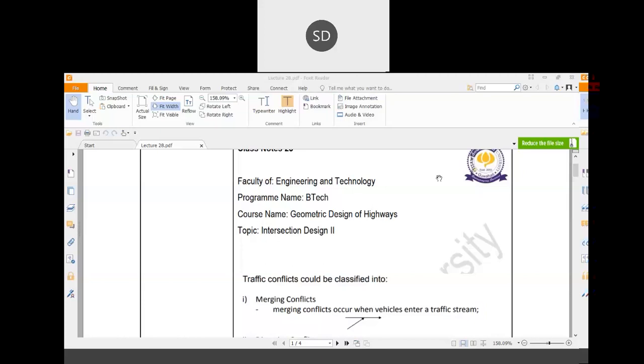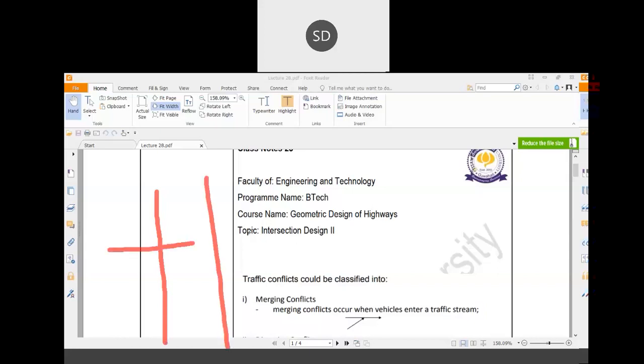Conflict points are the different points where there is a chance of accidents, or a chance of collision or interaction between different types of vehicles. Let me give one example to make you understand these conflict points.